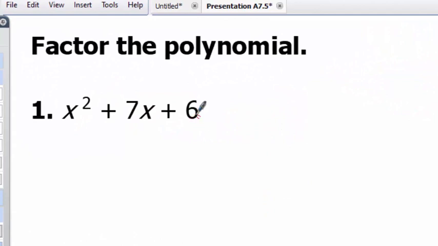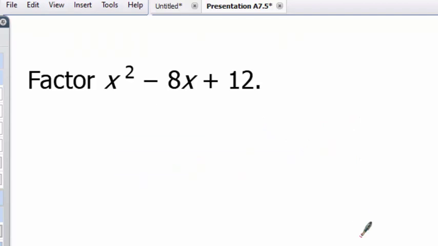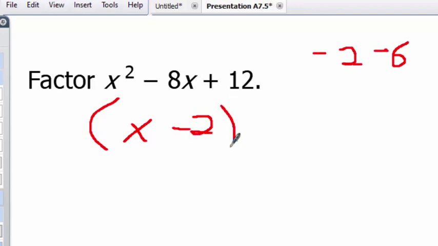Factoring these, the factors of 6 that add to give me +7, that means they're both going to be positive. And I'm going to have x plus 6 and x plus 1. Now in this case, c is positive and b is negative, so that means both of my numbers are going to be negatives. So if I do 2 times 6, it has to be both negative signs. And that's going to give me x minus 2 and x minus 6. Factored.